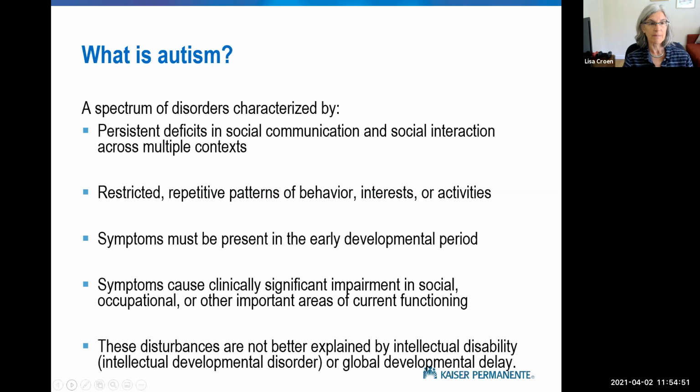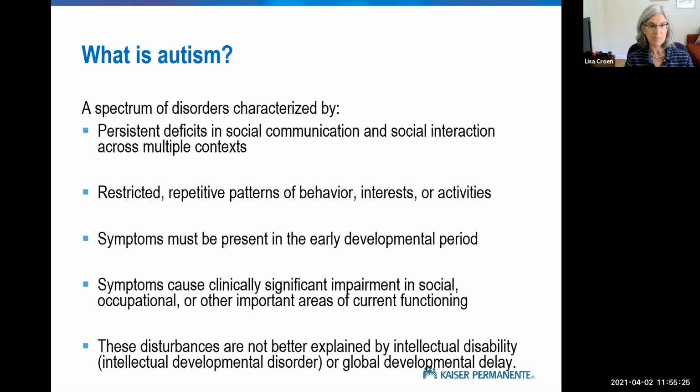So autism is a spectrum of disorders. This is taken straight from the DSM-5, the diagnostic manual, which says that autism is persistent deficits in both social communication and social interaction across multiple contexts. So you're not just at home or at work, but at school and out in the community. It's also accompanied by restricted or repetitive patterns of behavior, interests, or activities.